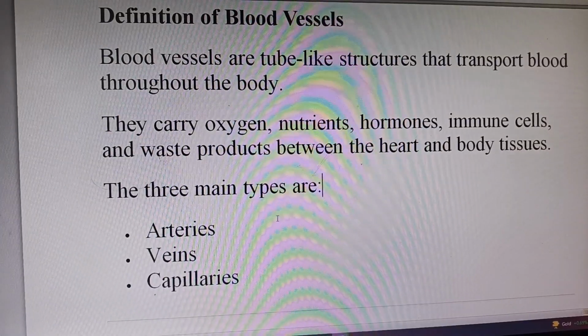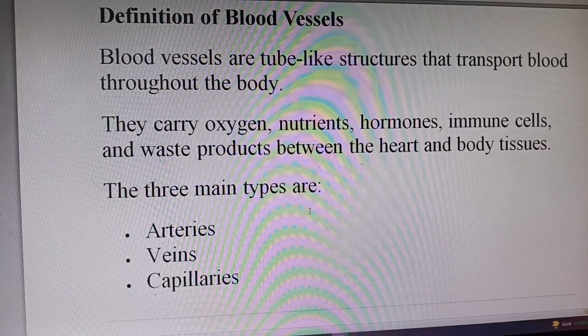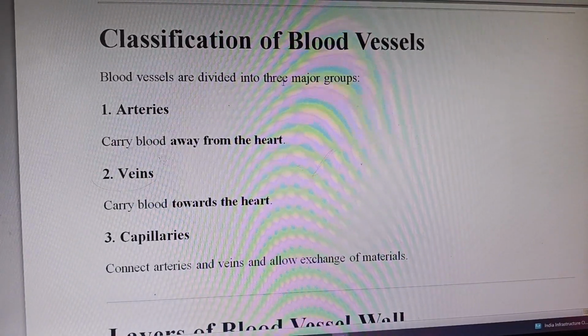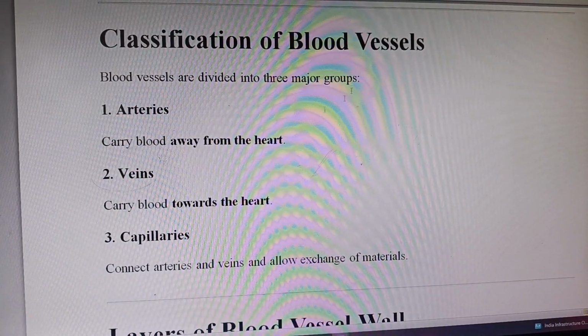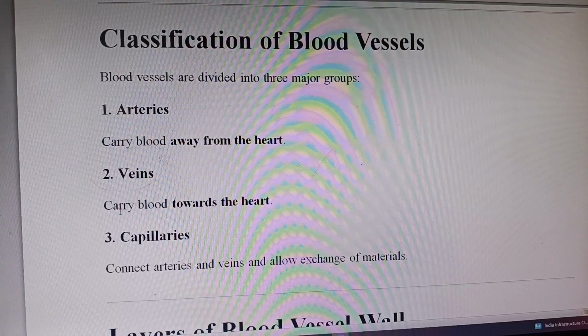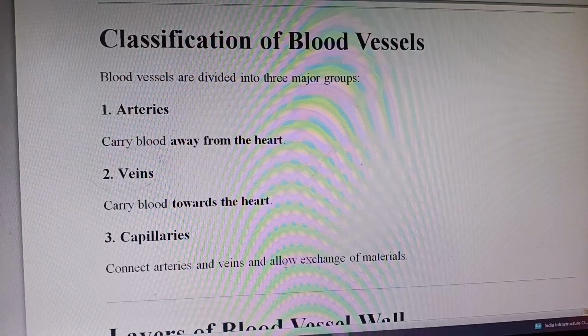There are three different types of blood vessels in our body. They are arteries, veins, and capillaries. So, blood vessels are classified into three different types. One is arteries. What do arteries do? Arteries carry blood away from the heart. Veins. What do veins do? Veins carry blood towards the heart. And what about capillaries? Capillaries connect arteries and veins and allow exchange of materials. Okay, these are the three different types of blood vessels.